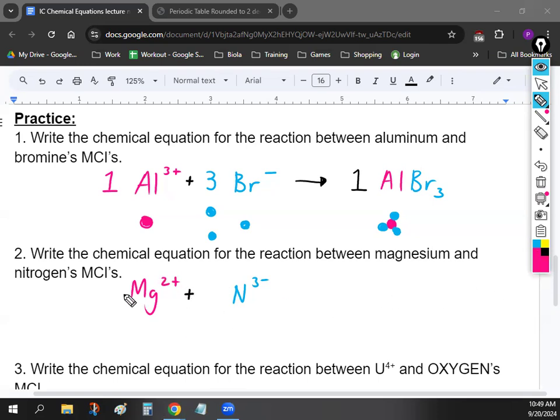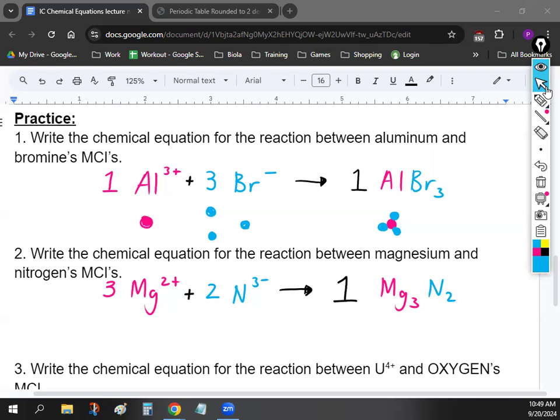And then hopefully you guys are able to find out you're going to need 3 of these Mgs and 2 of the nitrogens. So we draw an arrow. And then we're going to make 1 of the product compound, and it's going to be Mg3N2. So there you go. That's the general format.